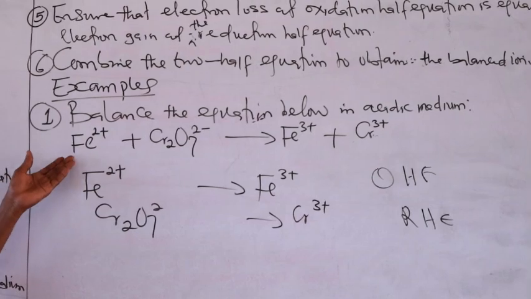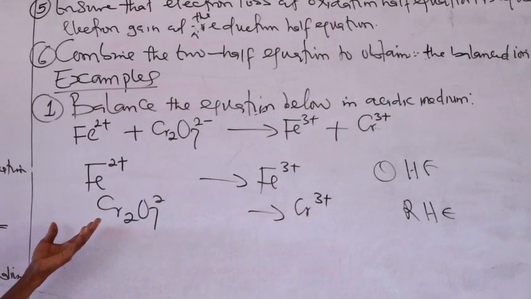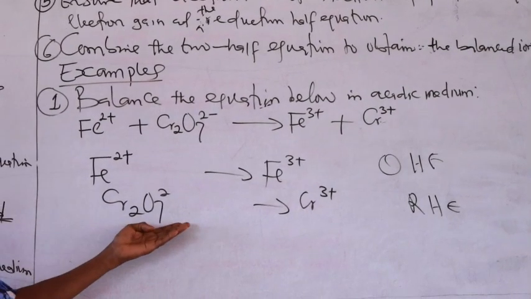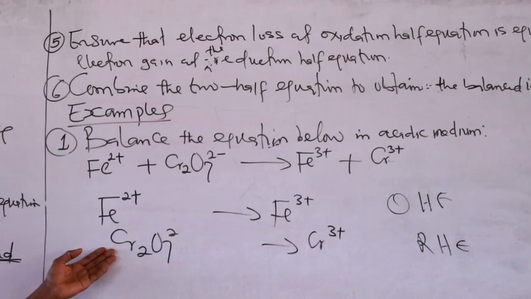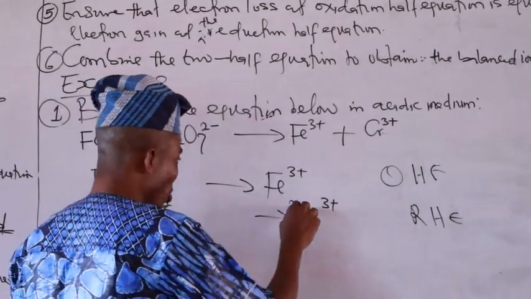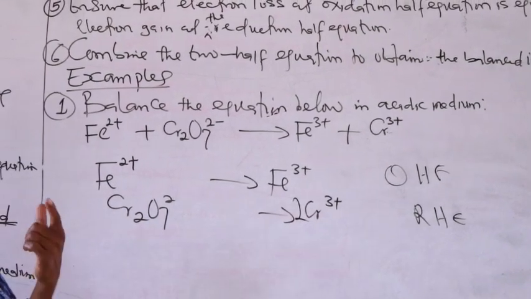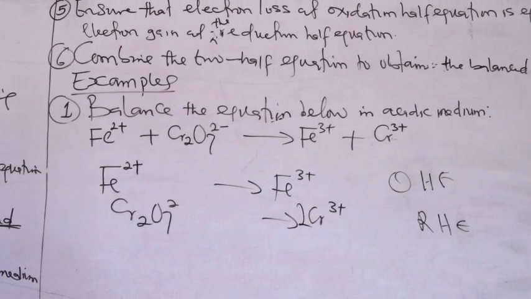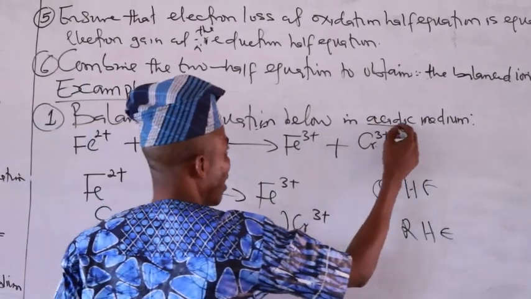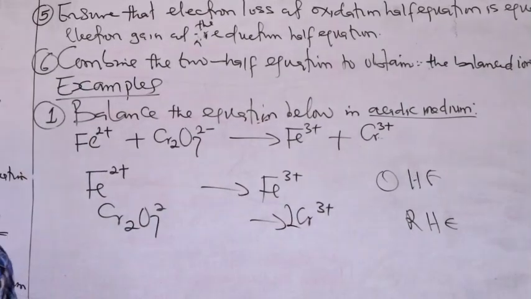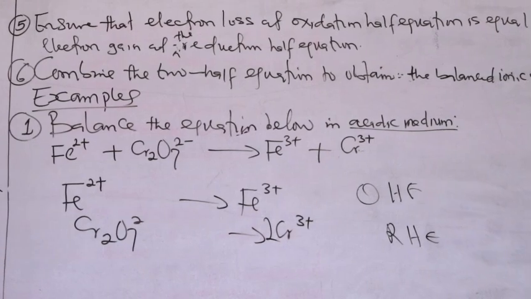The atoms in the first one are balanced. But in the second equation, are the atoms balanced? Number 1, you have 2 chromium here, we have 1. First of all, balance the chromium. Is it balanced again? It remains what? Oxygen. What do we use to balance oxygen? Remember, we are balancing in acidic medium. Then we are going to use hydrogen ion and water molecules.